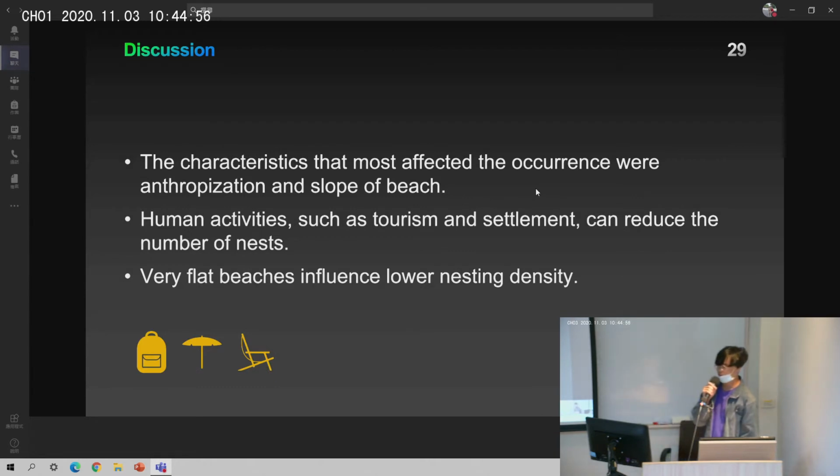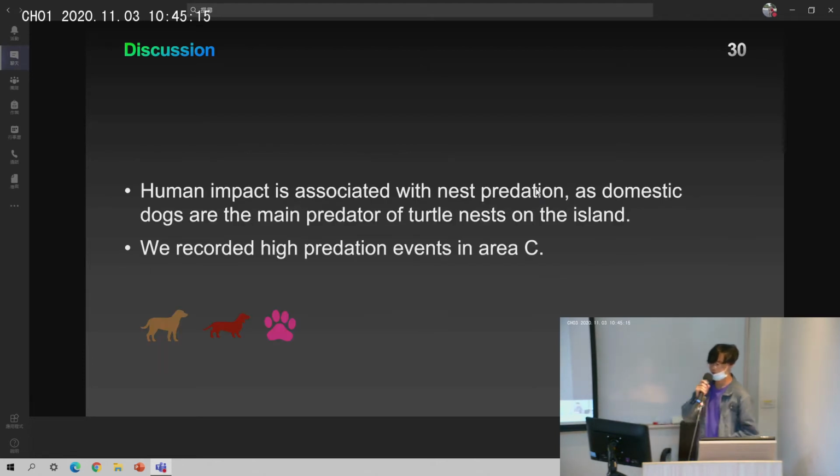The characteristics that most affect the occurrence were anthropogenic and slope of beach. Human activity such as tourism and settlement can reduce the number of nests, and a very flat beach influences lower nesting density. Human impact is associated with nest predation, as domestic dogs, just like your pet dogs, are the main predator of turtle nests on the island. So we record high predation by domestic dogs even in area C.